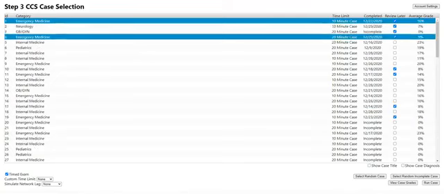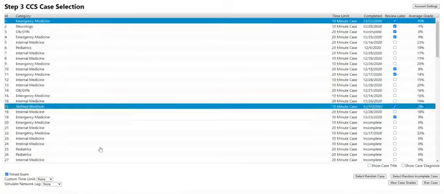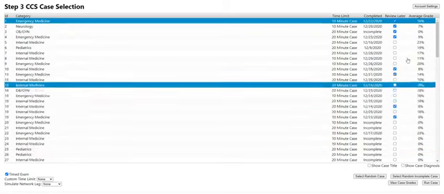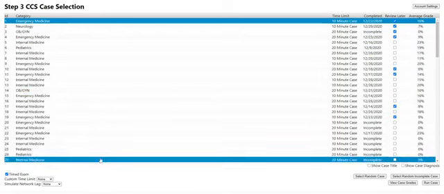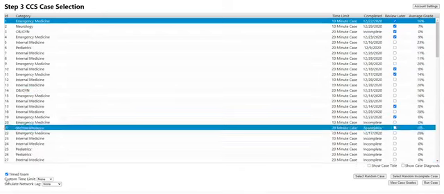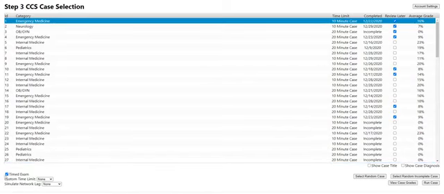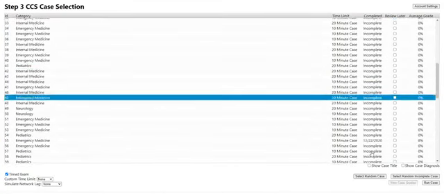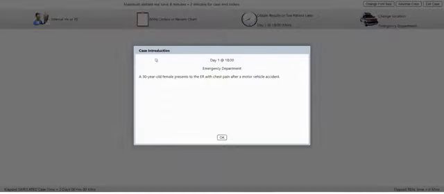So this is our case selection screen. This is similar to our desktop version, if you've done that before. It has all the different features, whether you can time it, changing the custom time, simulating a lag time, randomizing cases. So we're going to be going through case 47 today. We're going to select it and click Run Case.